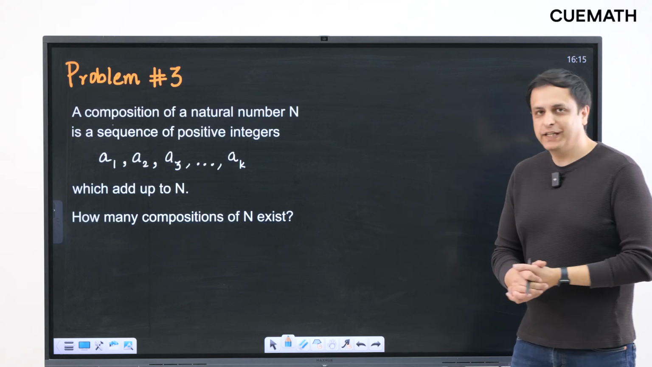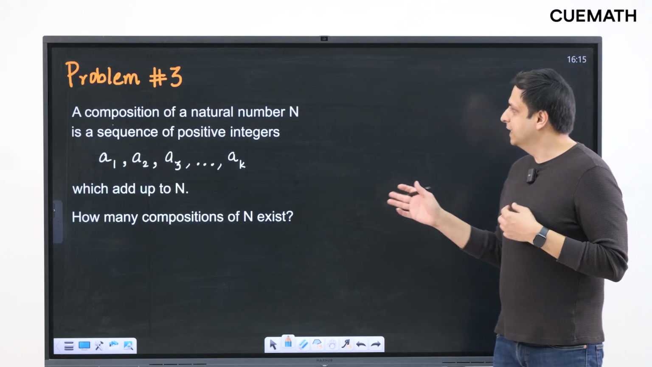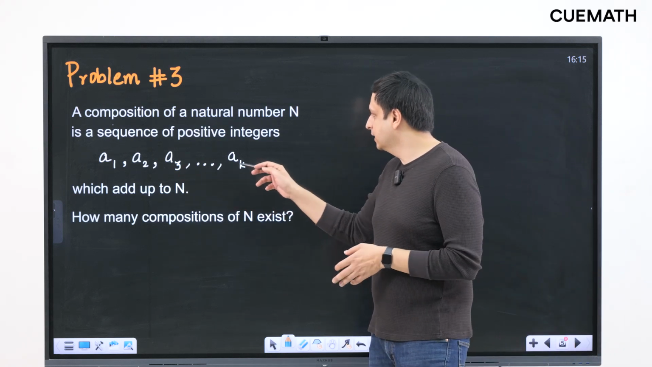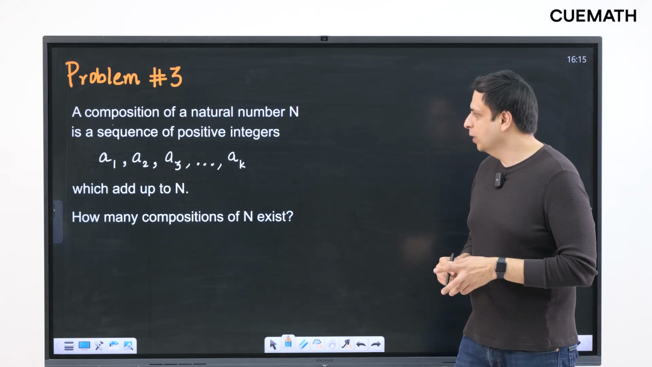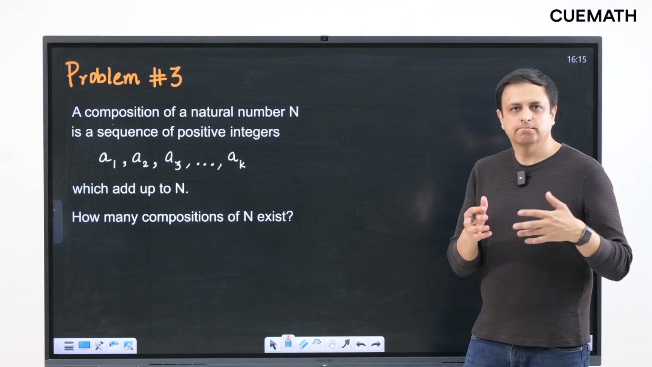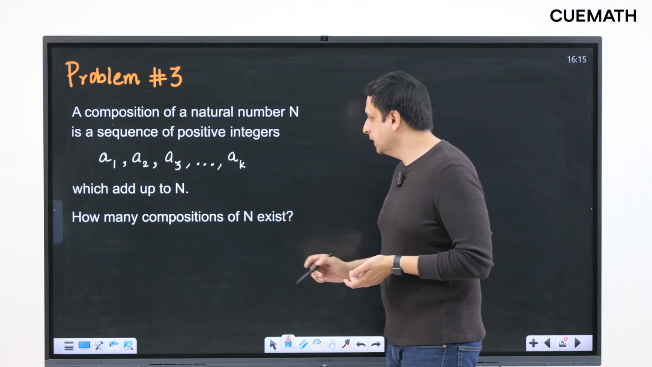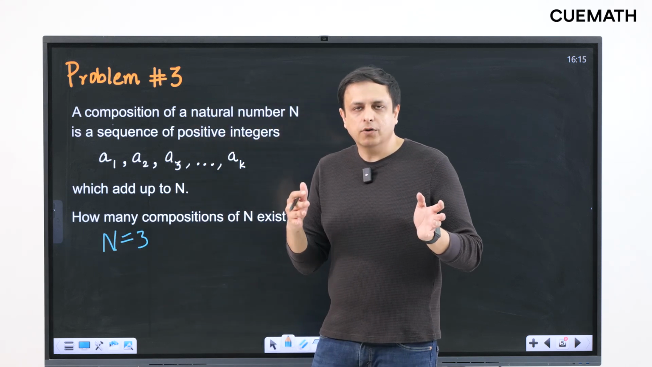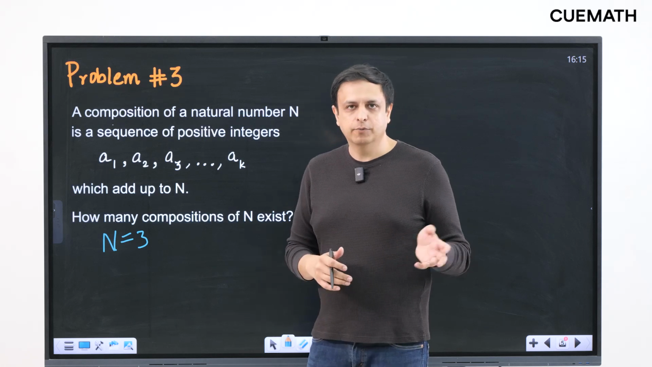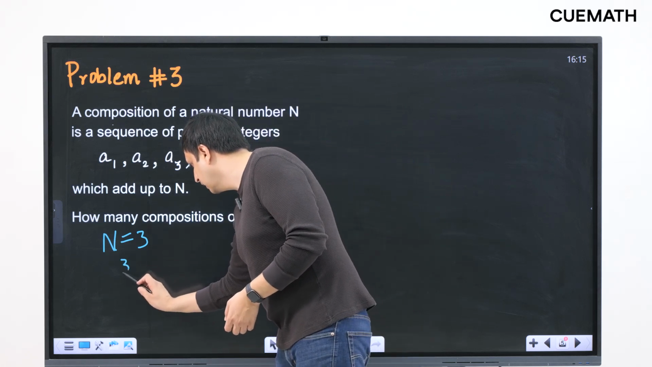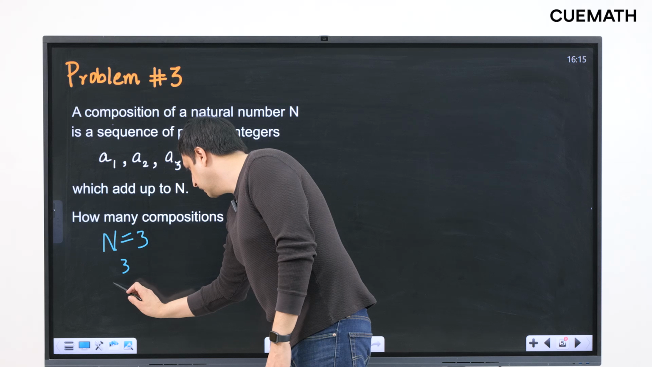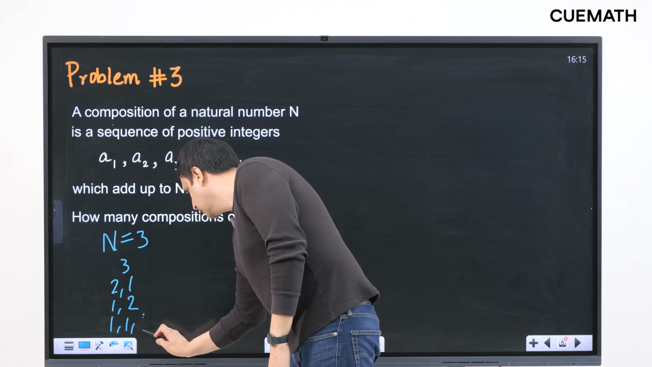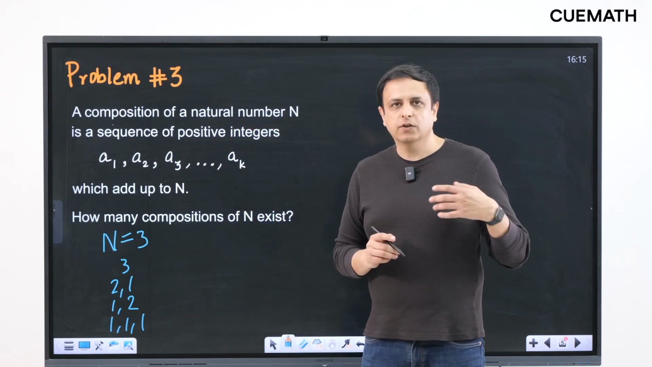Now we'll do problem number 3, which is actually a really beautiful problem. It says a composition of a natural number n is a sequence of positive integers a1, a2, a3 up till ak, which add up to n. So for example, if you take n equal to 3, the compositions of 3 would be any sequence of positive integers that adds up to 3. One sequence would be 3 itself. Another one could be 2, 1. Another one could be 1, 2. And another one could be 1, 1, 1. So you have 4 possible compositions of 3.